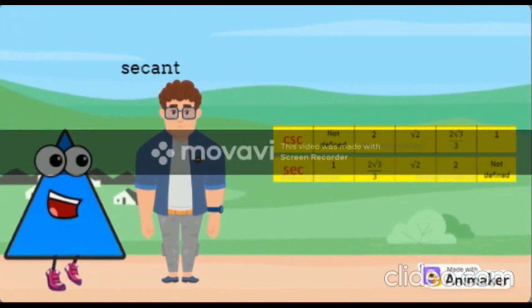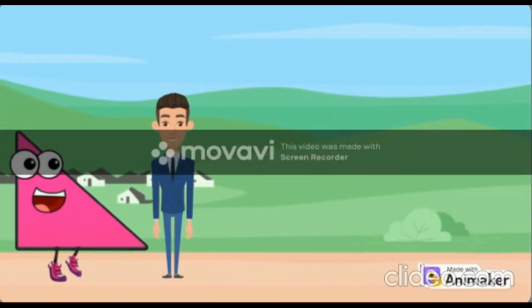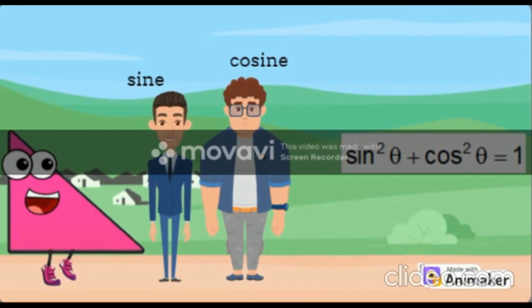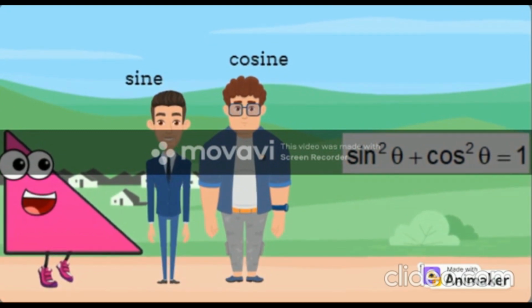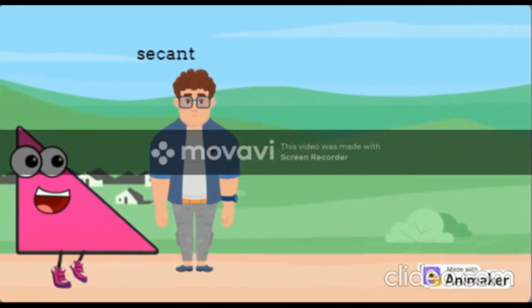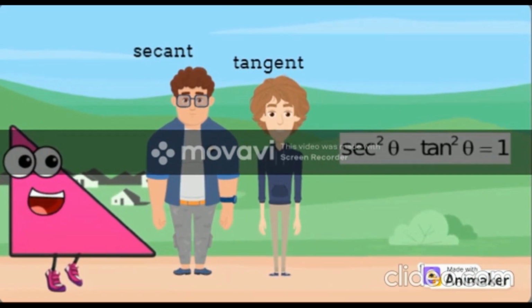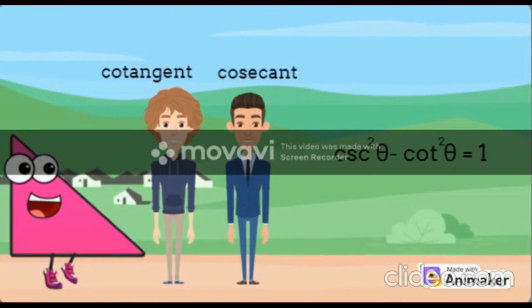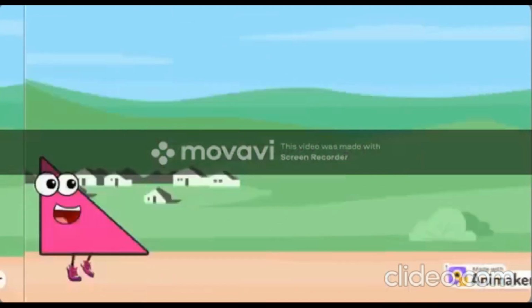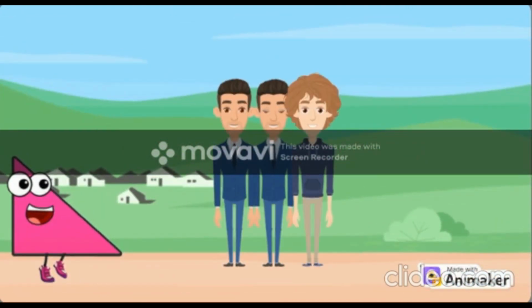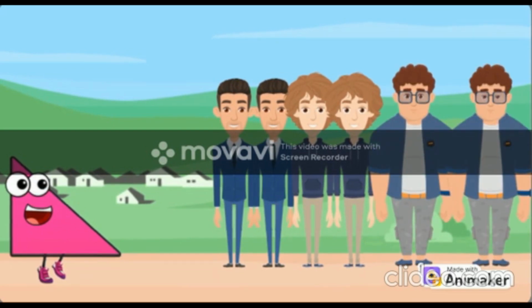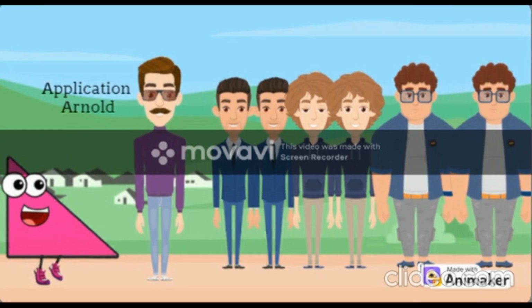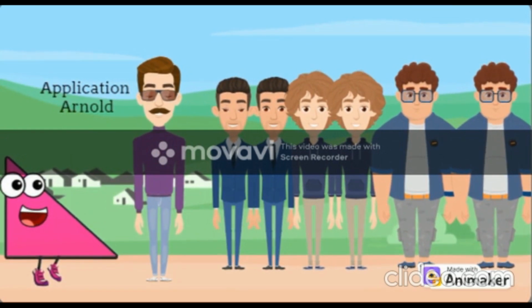Then their father Robert called sine and cosine alone and gave them a separate formula. And then he called secant and tangent and did the same. Finally, he called cotangent and cosecant and gave them a formula. One day, Robert called his children and introduced the application Arnold and told them to go with him. And he'll explain to you the values and formulas in a clear manner.